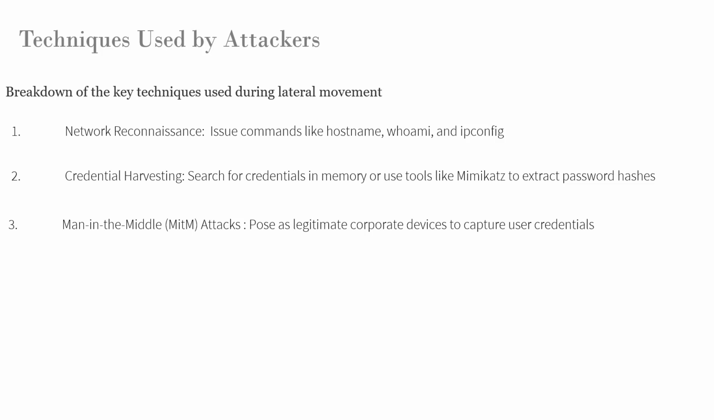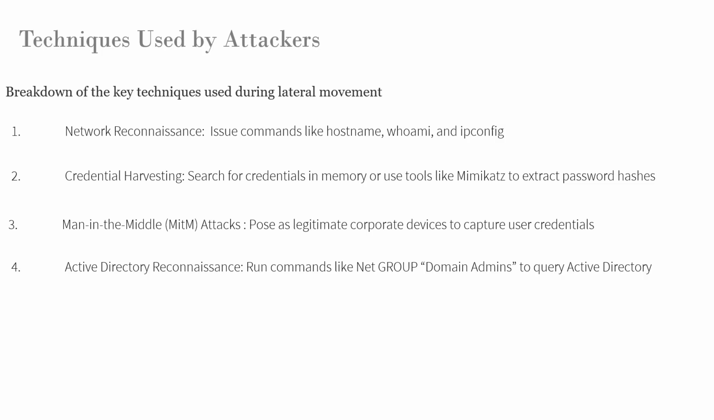Man in the middle attacks: adversaries often pose as legitimate corporate devices in stealth mode, capturing users' credentials during legitimate authentication requests. This allows them to move across the network undetected. Active Directory reconnaissance: commands like net group "domain admins" or net user are used to query AD and list the network's privileged users. By issuing these queries, attackers gather valuable intelligence about their targets.